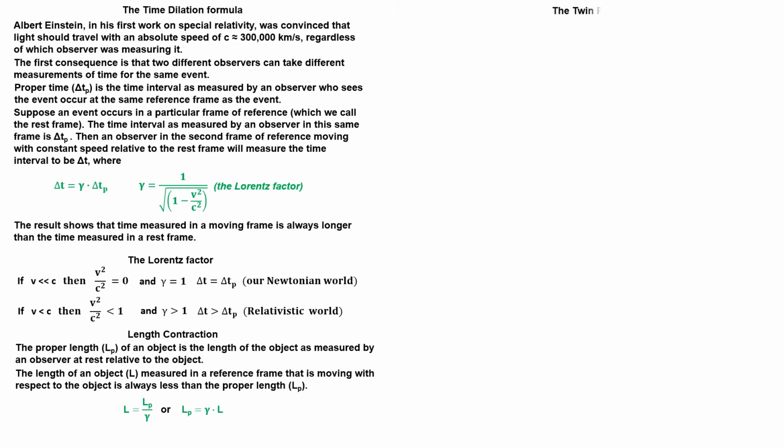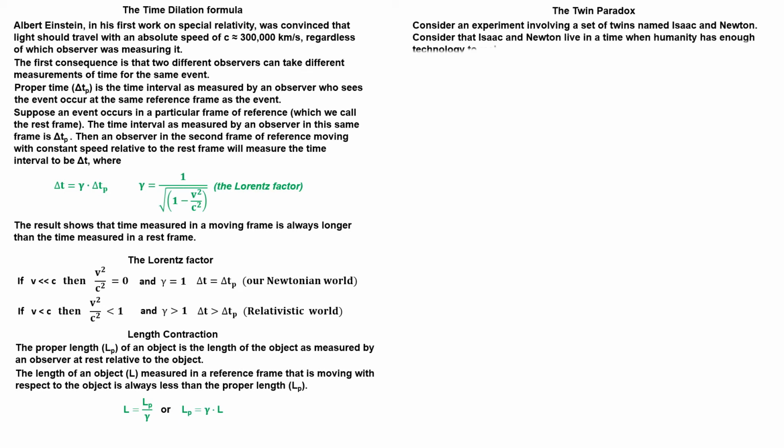The twin paradox. An intriguing consequence of time dilation is the so-called twin paradox. Consider an experiment involving a set of twins named Isaac and Newton. Consider that Isaac and Newton live in a time when humanity has enough technology to make interplanetary travel with spaceships very fast.